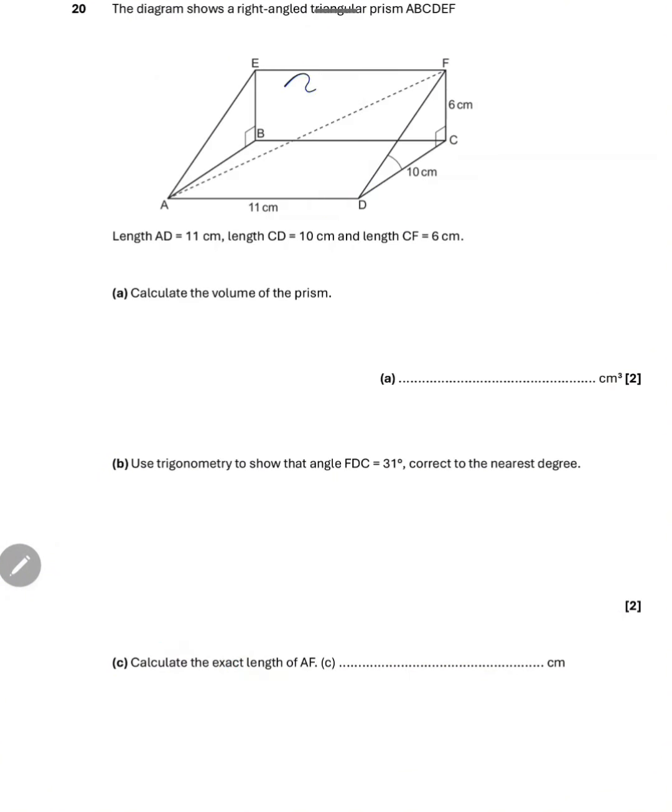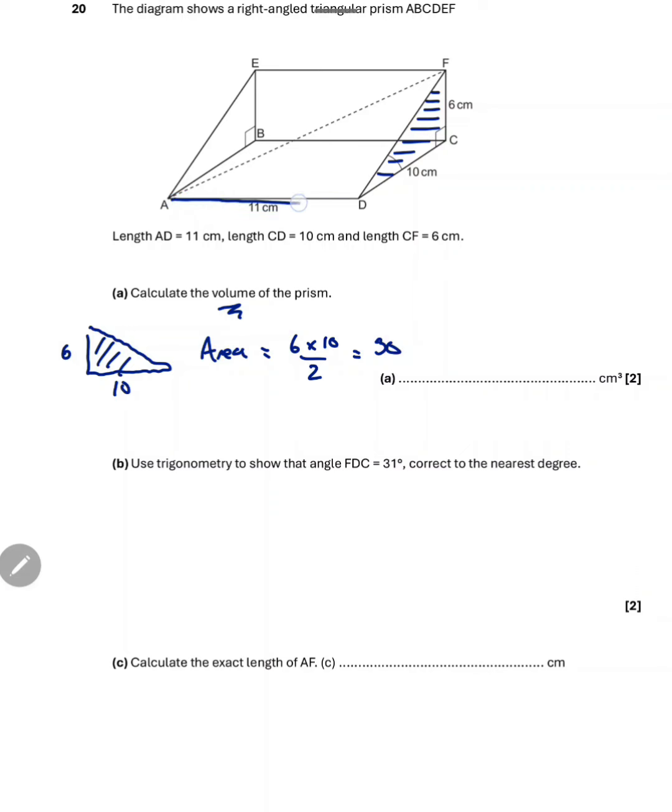Question 20, we've got a triangular-faced prism, and we're just going to work out the volume to start with. So volume comes from the area of the cross section, which in this case is a triangle. So let's just sketch that out. 6 high, 10 across. Area is 6 times 10 divided by 2, base times height divided by 2, which is 30.